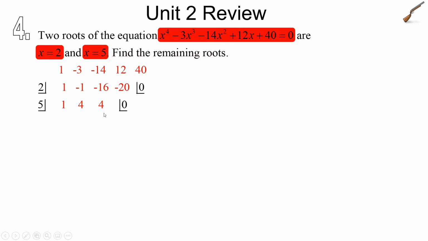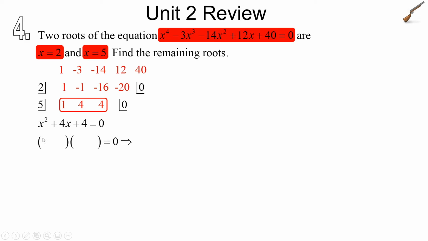Now look at these coefficients right here of this quotient polynomial. This is a quadratic. So let's write down our quadratic. We have 1x squared. We have 4x's plus 4. And let's hope this is factorable right here because we need the zeros of this quadratic now. And isn't that a perfect square trinomial? It looks like it to me, but let's double check.